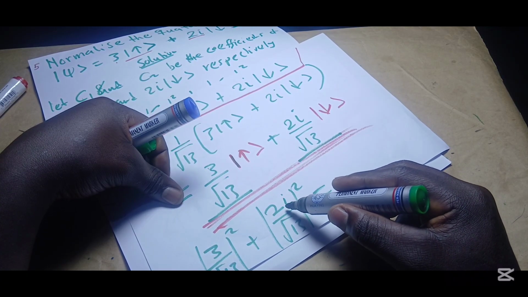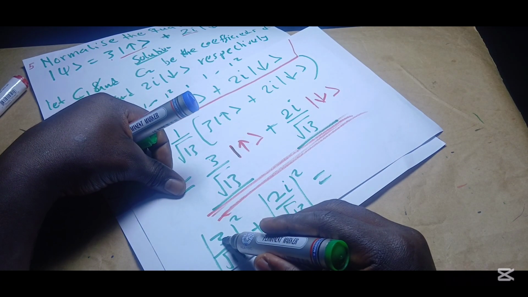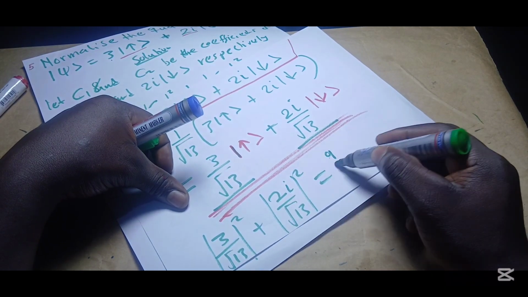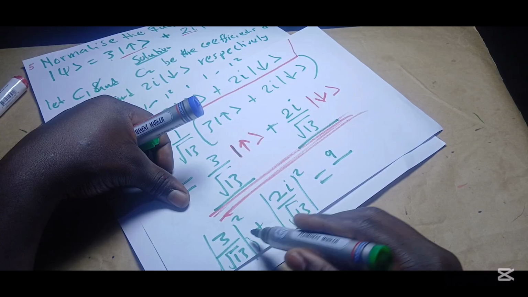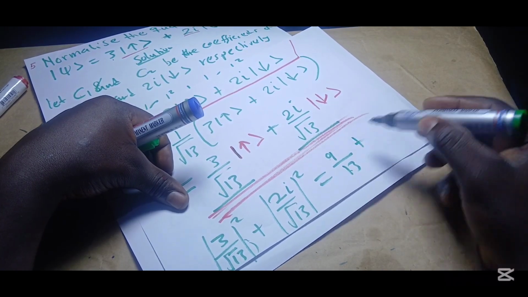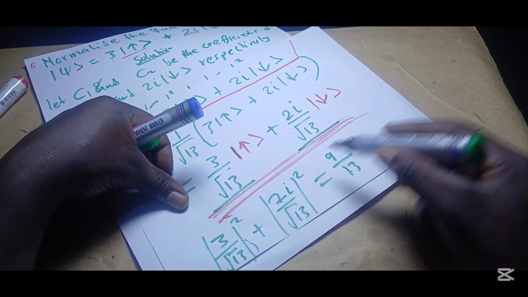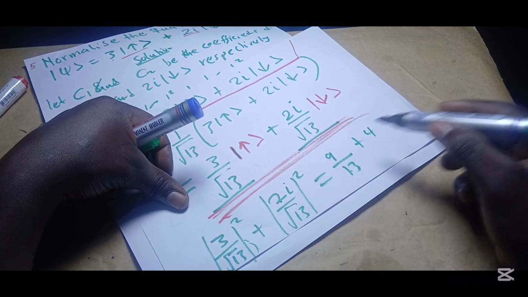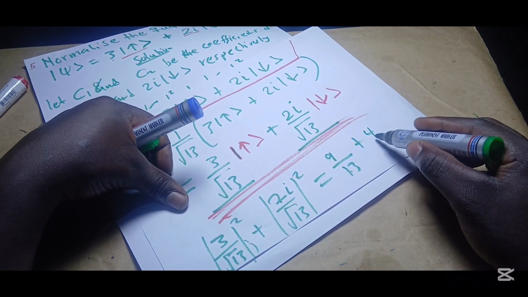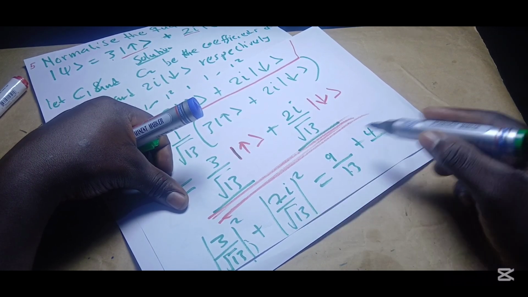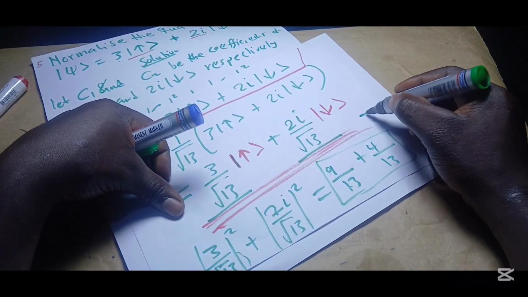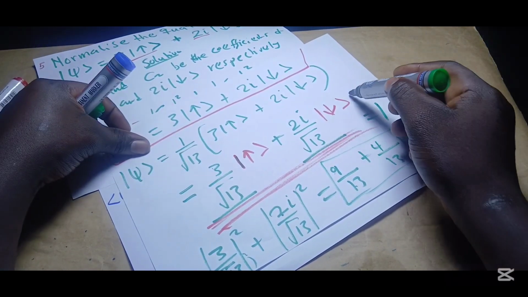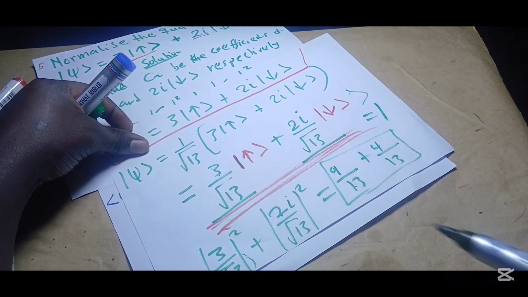So before that, let's start with this. The square of 3 will give us 9. On squaring, the square root of 13 will give us 13, plus the square of 2 will give us 4. The i will definitely give us positive 1, so no effect. So summing up all these turns out to give you 1. This is a proof that your state is normalized.